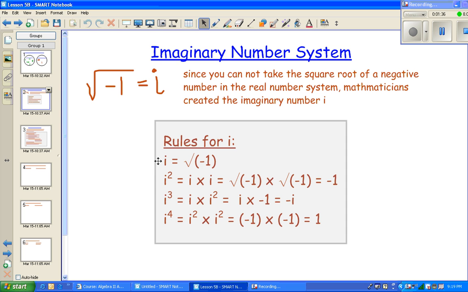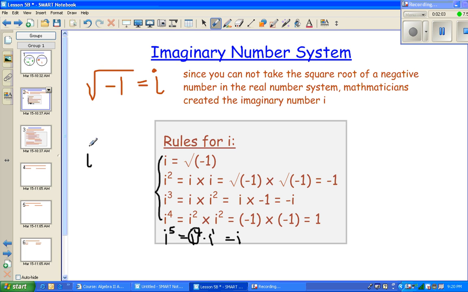Now the only reason you have to keep up with the first 4 is because if I took this a step further and asked you to find i to the 5th, then that's going to be i to the 4th times i to the 1st. This we just established is 1, so that would just be i, and you start repeating the pattern over again.